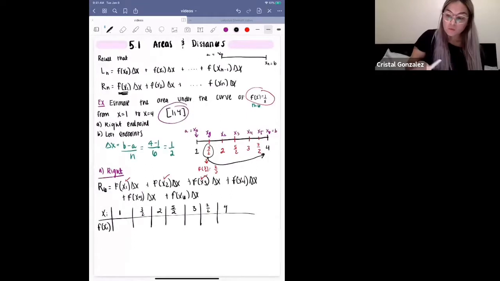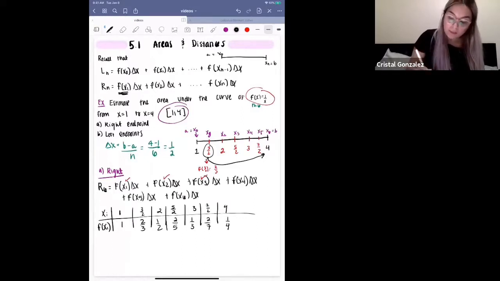If I plug 1 into my f of x, I'm going to get 1 over 1, which is 1. If I plug in 3/2 into 1 over x, I'm going to get 2 over 3. Here I'm going to get 1/2. Here I'm going to get 2 over 5. Here I'm going to get 1 over 3. Here I'm going to get 2 over 7. And here I'm going to get 1/4.